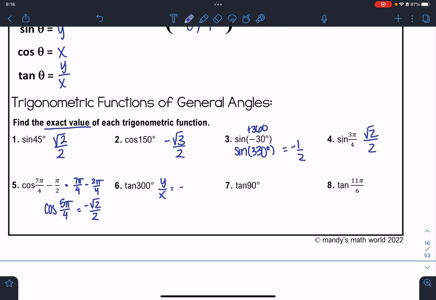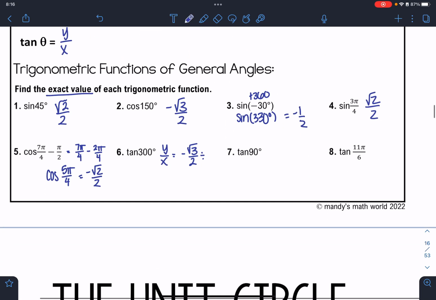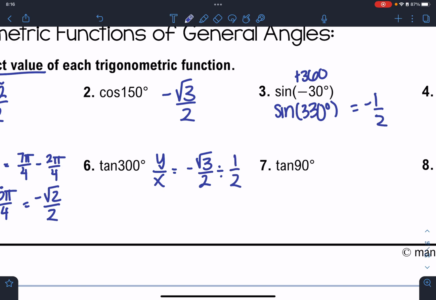I'm going to write it like this: negative root 3 over 2 divided by, I'm not going to stack them on top of each other because I know I'm dividing fractions here, divided by the x value of that ordered pair, which is 1/2. To me, it's the same thing as writing negative root 3 over 2 over 1/2. But that's a fraction over a fraction, so I'm going to write it differently. If we remember anything about dividing fractions, it's the same thing as multiplying by the reciprocal. So this is really negative root 3 over 2 times, flip that fraction over, 2 over 1. Your 2's will cancel. You have a 2 on the top and the bottom, so we're just left with negative root 3.